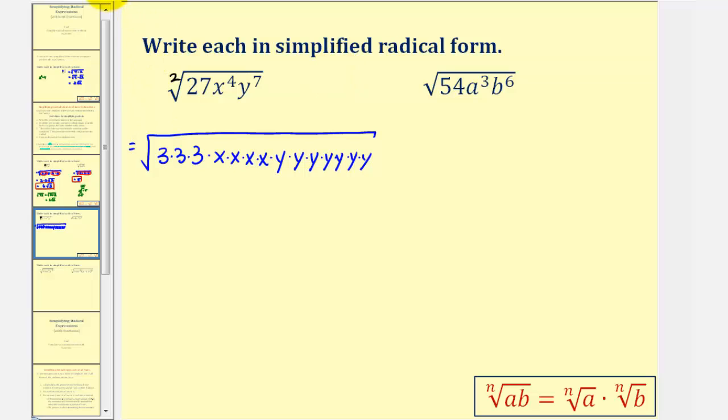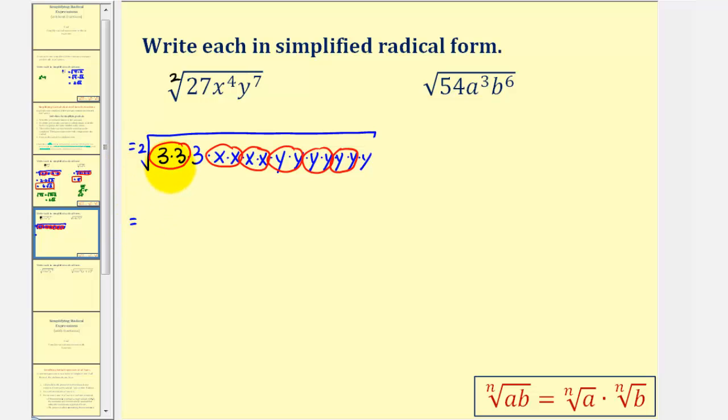And now because the index is 2, we will now circle groups of 2 equal factors. So there's 2 3's, 2 x's, 2 x's, 2 y's, 2 y's, and 2 y's. All of these circled factors represent perfect square factors of the radicand. And now to simplify this, we'll take one factor from each group.